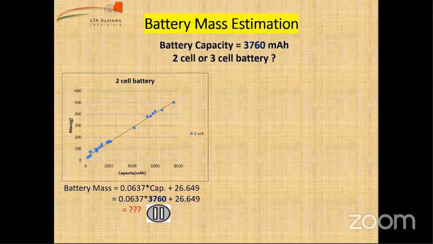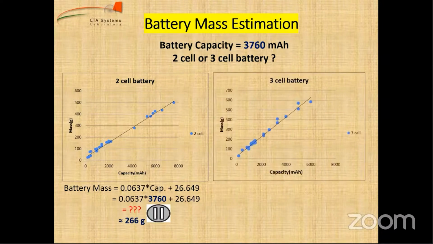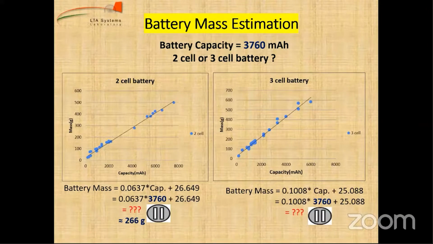$266.16. That's correct. So we're going to leave the decimal points and just say 266 grams. For a 3-cell battery, we have another graph, and the equation is obviously different. So I request you to please also come up with a number here. So 404. 404. Yeah.